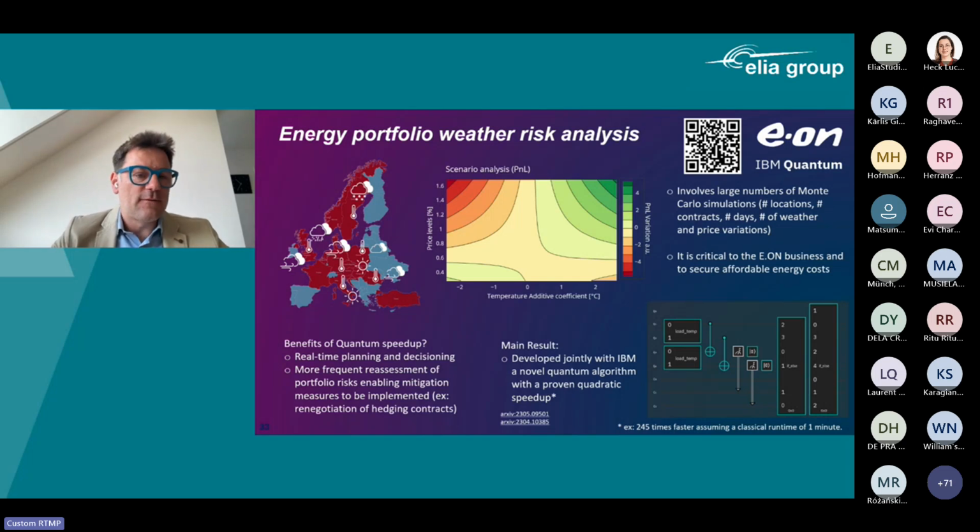But what if we could do it and have a quantum speed up? Well, of course, we could go more close to real-time planning and decisioning, and have more frequent reassessment of the portfolio risk, enabling the mitigation measurement to be implemented straight away.